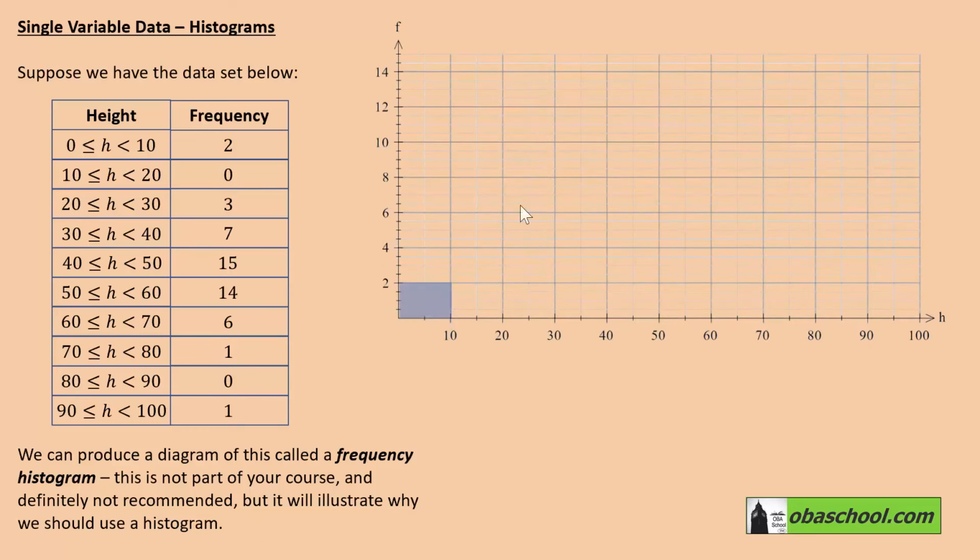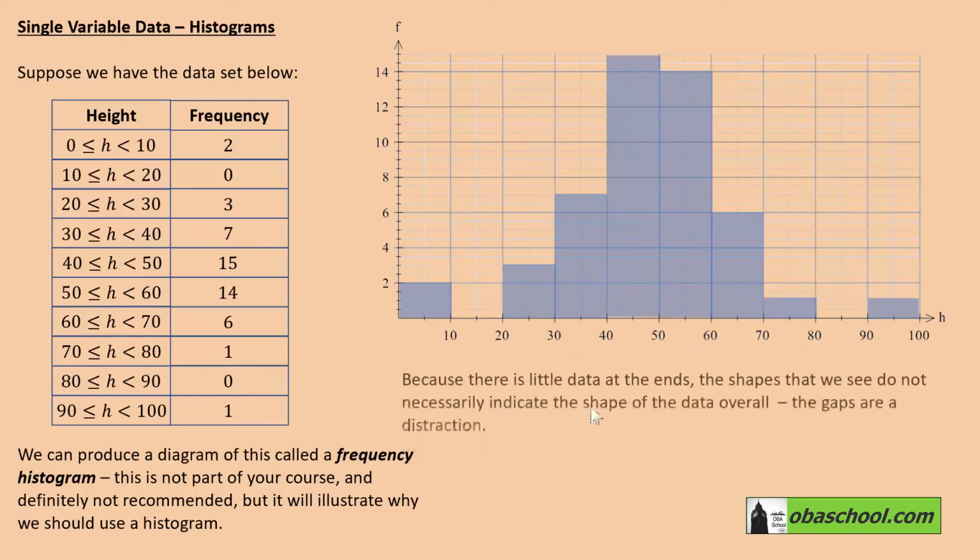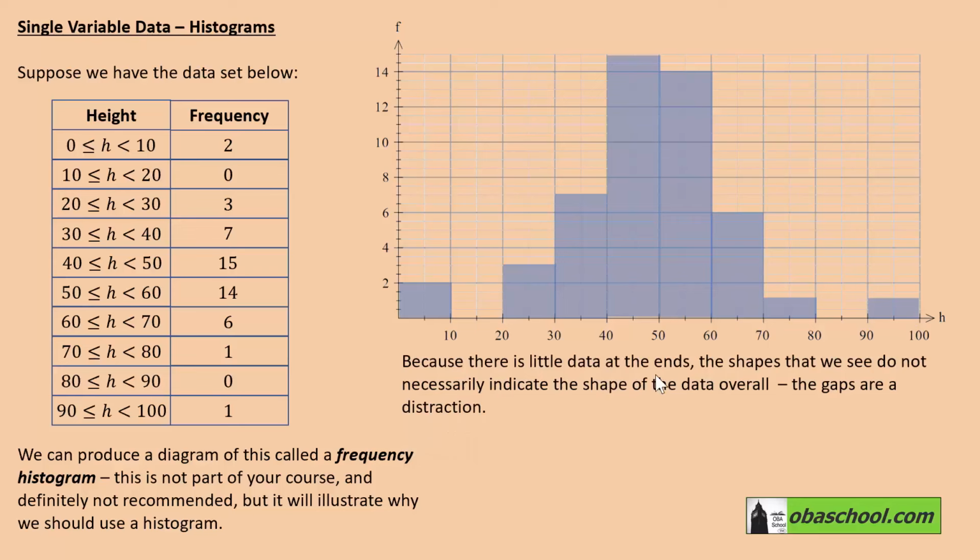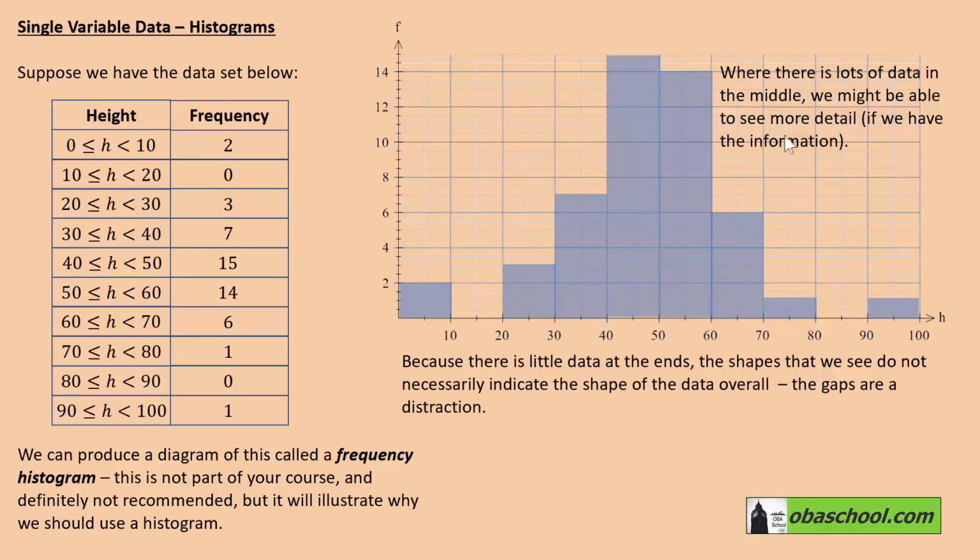So with a frequency histogram, we have frequency on the vertical axis and we just plot the bars. Because there is little data at the ends, the shapes that we see do not necessarily indicate the shape of the data overall. The gaps are a distraction. Where there is lots of data in the middle, we might be able to see more detail if we had the information.